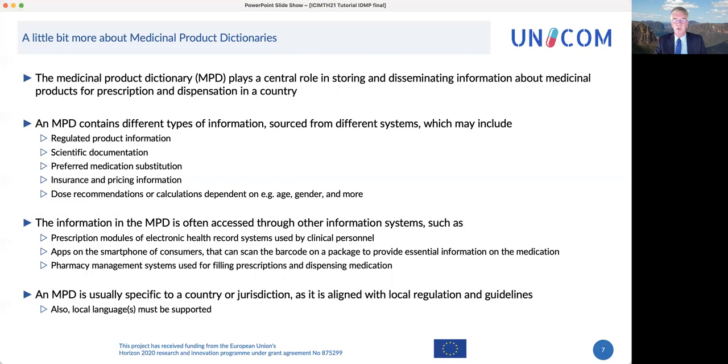But it's not that people just go to the MPD. Usually the MPDs are accessed through other information systems, like the prescription modules in the hospital within the electronic health record systems, but also, as we will see later, apps on the smartphone of consumers can also be used to actually access that information, for instance, through the barcode or the data matrix that's on the package. And also pharmacy management systems will access the MPD and provide that information as part of the workflow within the pharmacy. So the MPD is really the way to store, process, bring together, and disseminate the information that's necessary for medication safety.